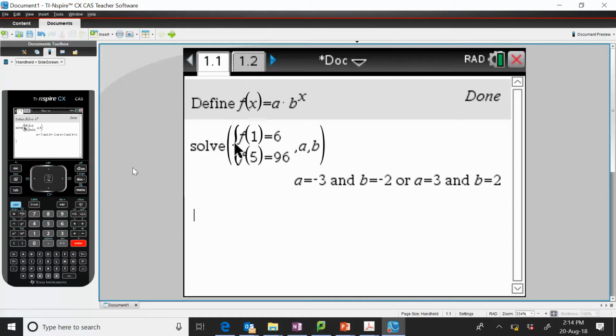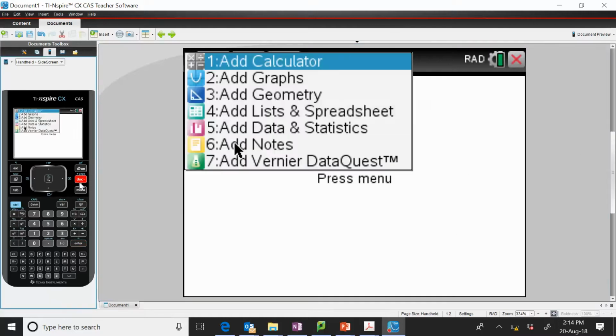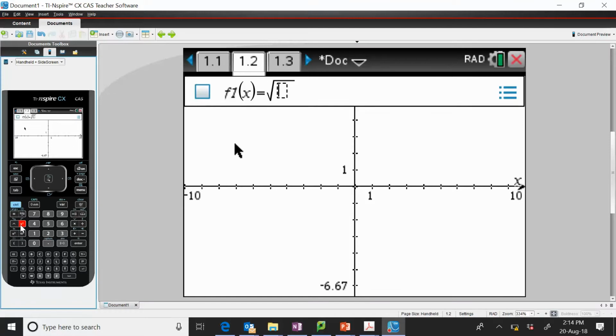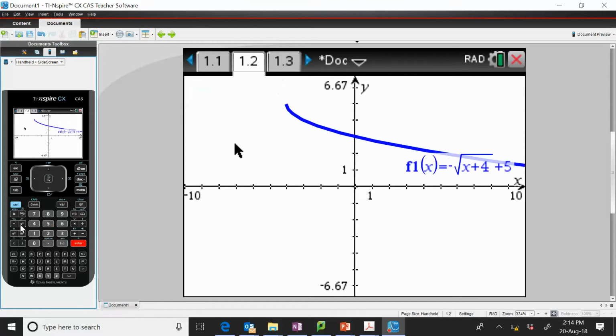If you do control page, add a graph for me, okay? Let's type in a function. What's something that we've learned so far? Let's do square root of x plus 4. I'll put a negative in there. So negative, and translate by 5, okay? That's my graph.